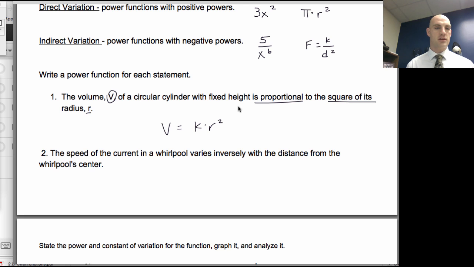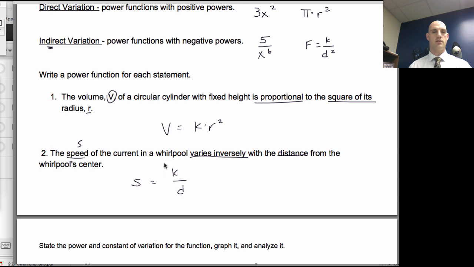The next problem that we have is the speed of the current in a whirlpool varies inversely, excuse me, with the distance from the whirlpool center. So we've got speed, so S. We've got varies inversely, so indirect, with the distance from the whirlpool's center. So my speed varies inversely is going to give me distance from the whirlpool center.